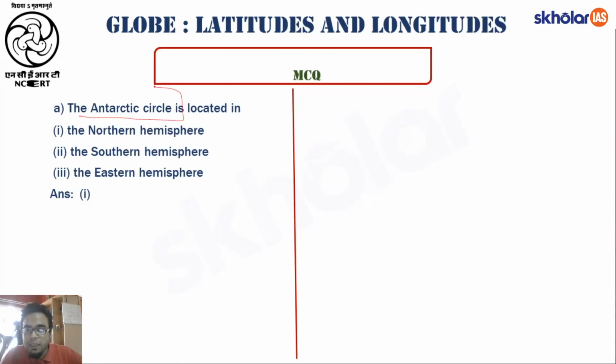The Antarctic Circle is located where? Of course, it is either in the northern hemisphere, the southern hemisphere, or the eastern hemisphere. Your Arctic Circle was located where? It was located at 66.5 degrees north. So your Antarctic is located in the southern hemisphere.